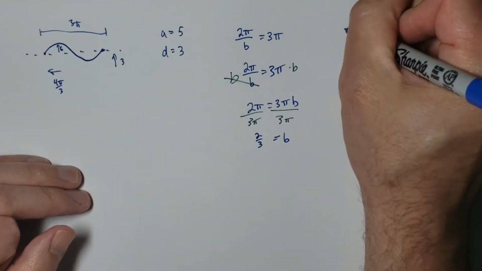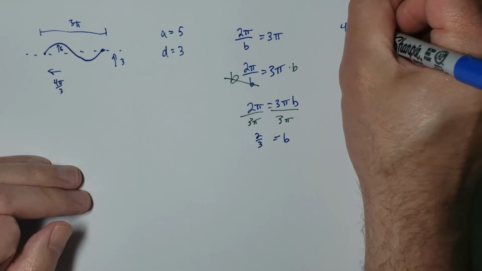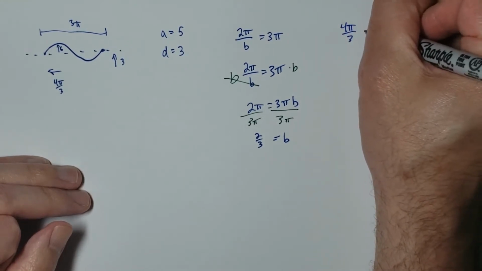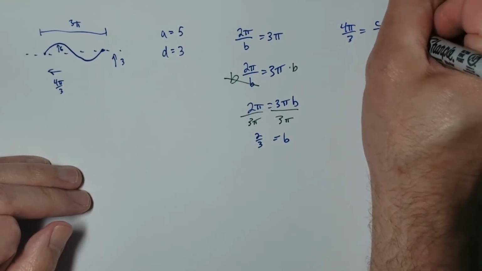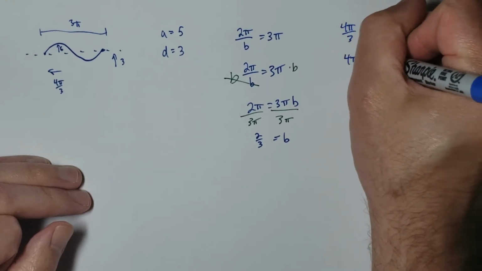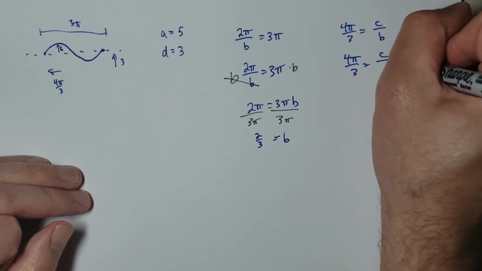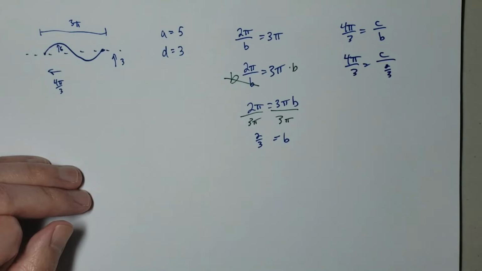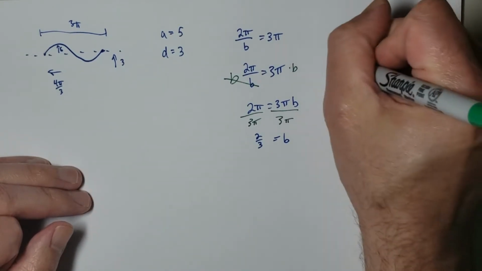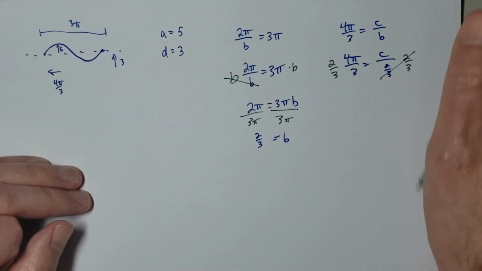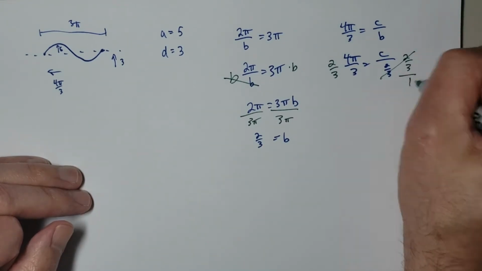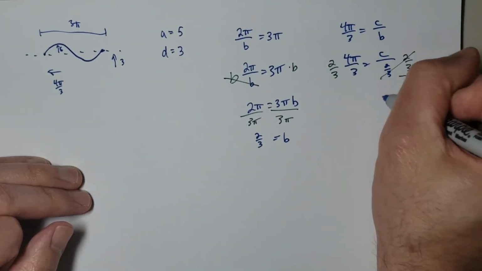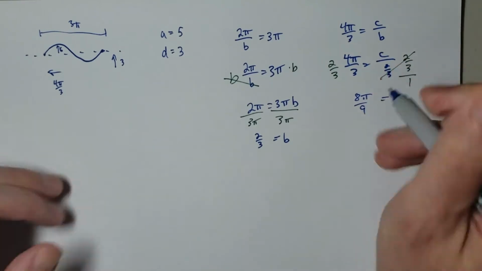And then for the phase shift, I know that 4 pi over 3 is the phase shift. That's equal to C over B. I just calculated that B was 2/3. So I can multiply both sides by 2/3. Those cancel, because that's like 2/3 over 1. And I get C equals 8 pi over 9.